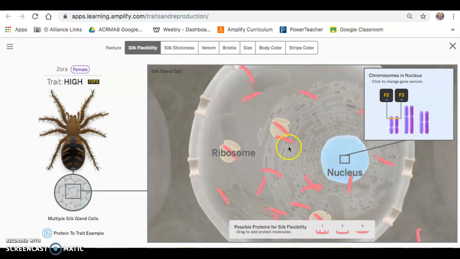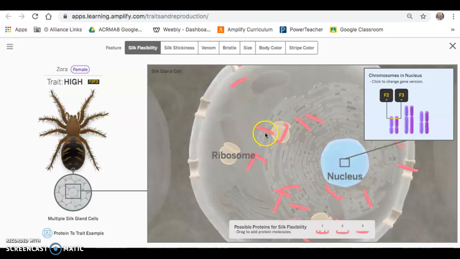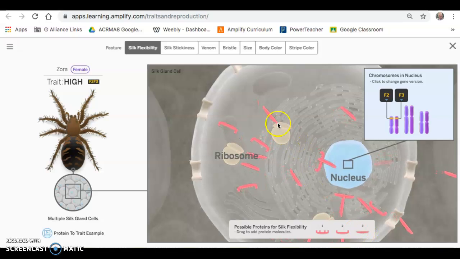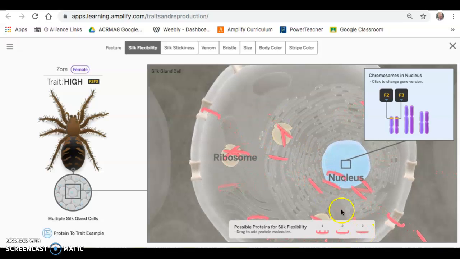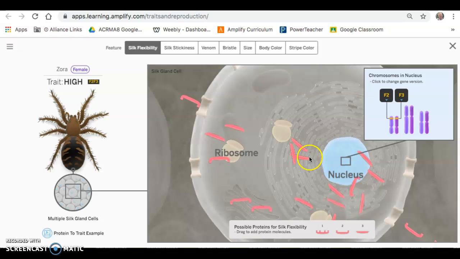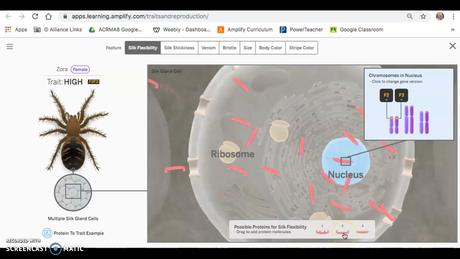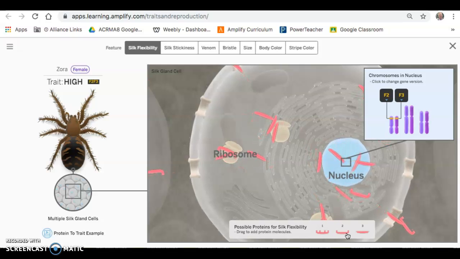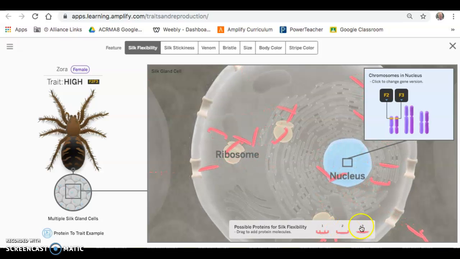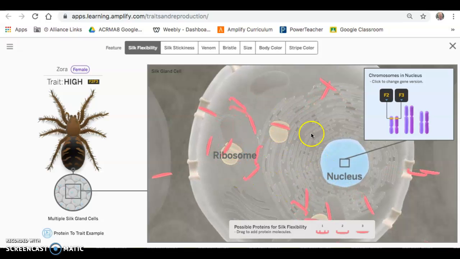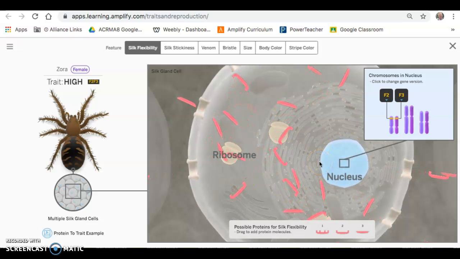So if we look in here, I see this protein. If I look down here, that's protein type 3, because it doesn't have anything on it. That one has no connectors. If I look also, I see this type of protein. That's protein 2. It has 2 connectors. So this spider has 2 different types of proteins in it. So that's what I observe from here.